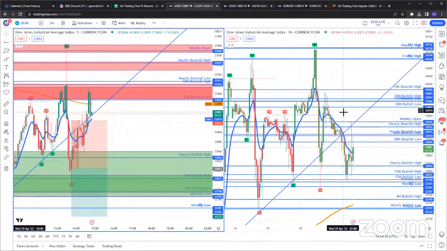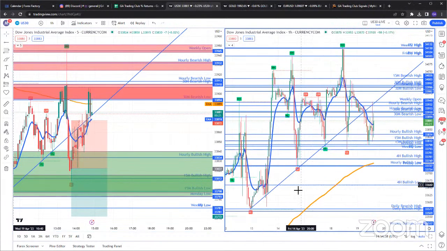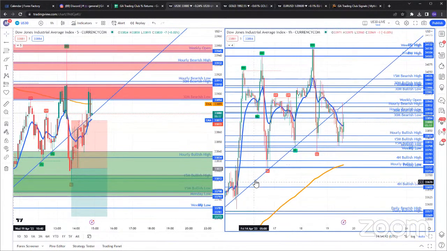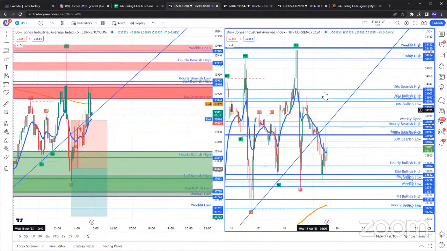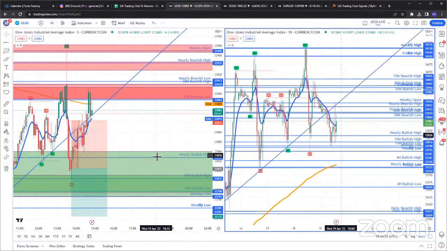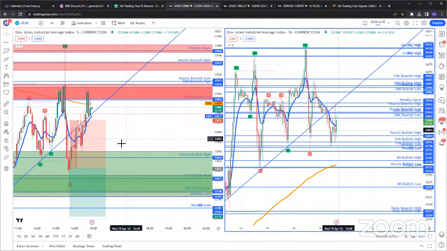Also, keep in mind this hourly trend line on US 30, this right here is gonna be valid for a very, very long time. So make sure you have this trend line on your charts. This trend line, you can see it's being respected multiple times here, here, here, here, here. So yeah, this trend line is very, very critical for US 30. Anybody else have any question?